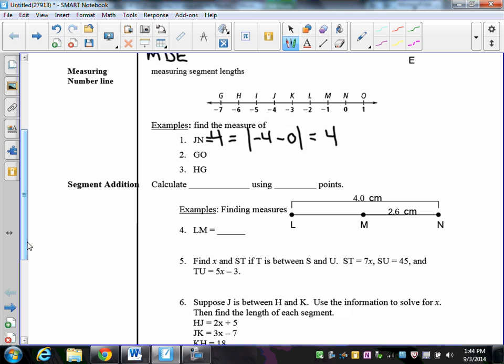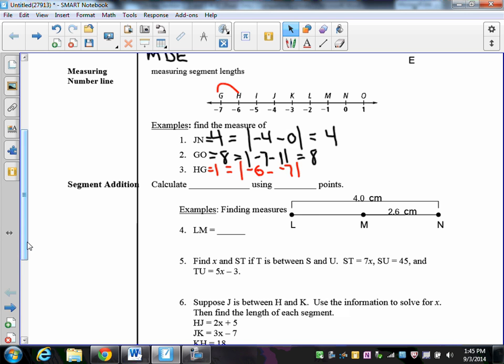The same thing with GO, I can count it, and I would get 8. Or I could do the absolute value of -7 minus 1, and that would still get me 8. I'm going to change colors to kind of help you out with HG. It might be a little hard to see. This time I would just go this way, and it would still be 1. Measurements are never going to be negative, or it would just be the absolute value of -6 minus -7. That kind of looks like an equal sign. -6 minus -7. And this was just -7 minus 1. All right.